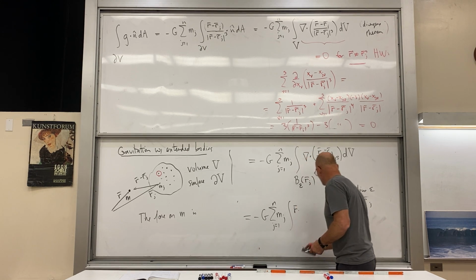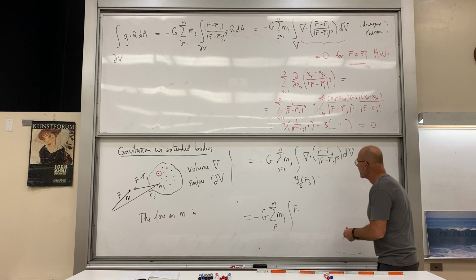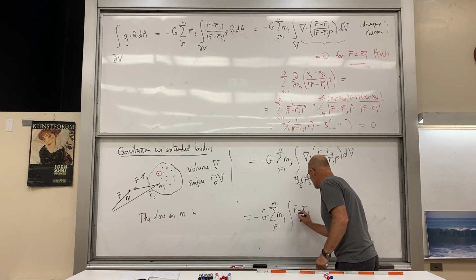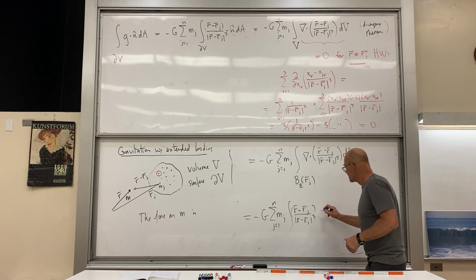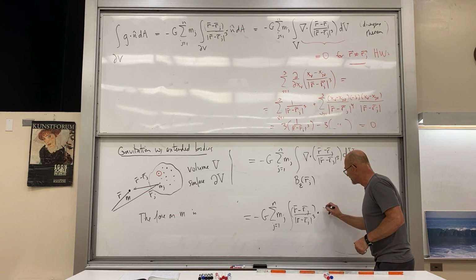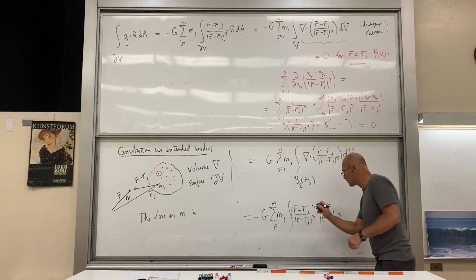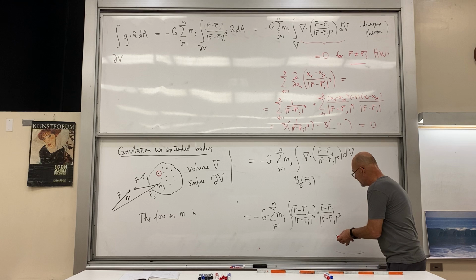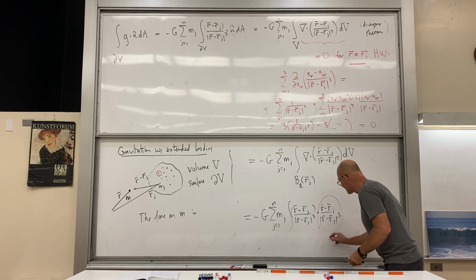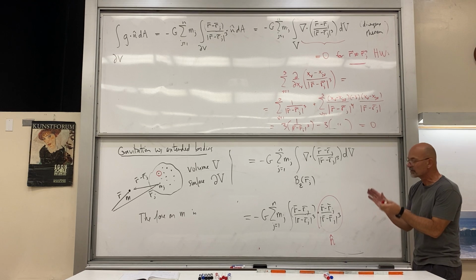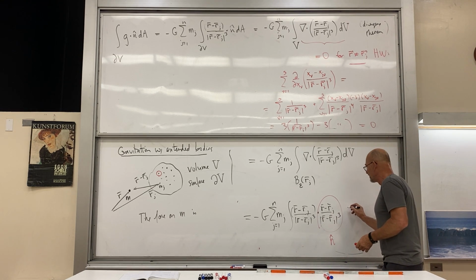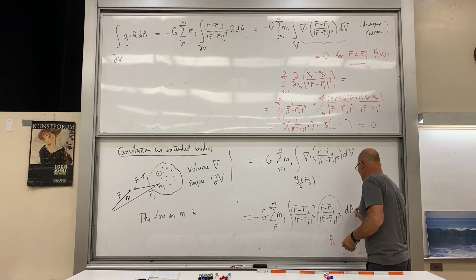(r minus r sub j) over |r minus r sub j| cubed. That's a vector divided by magnitudes, dotted into n hat. But the n hat itself is (r minus r sub j) over |r minus r sub j|. That's what n hat is. I'll circle it. Okay, that is n hat, because it's an outer surface normal at that little ball, and therefore that's d area.